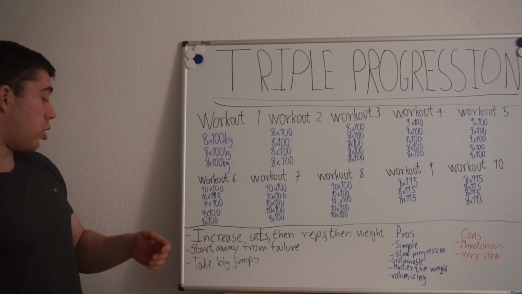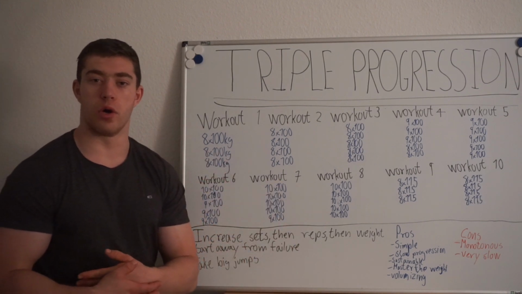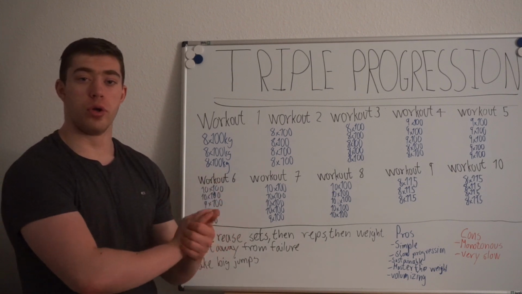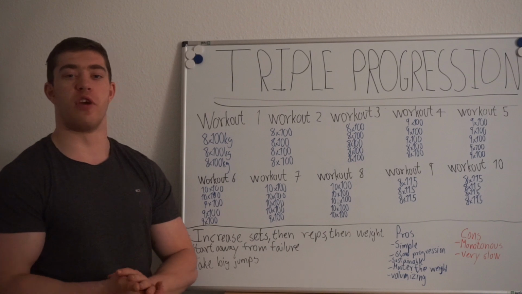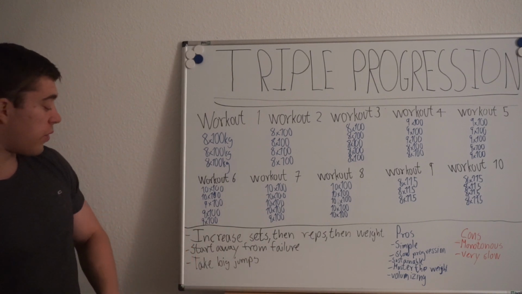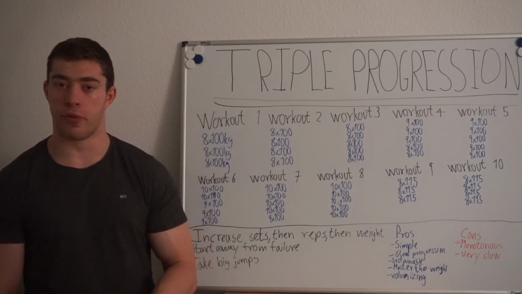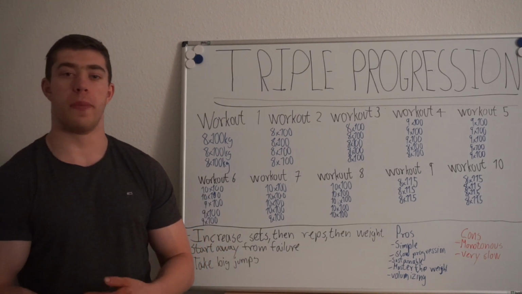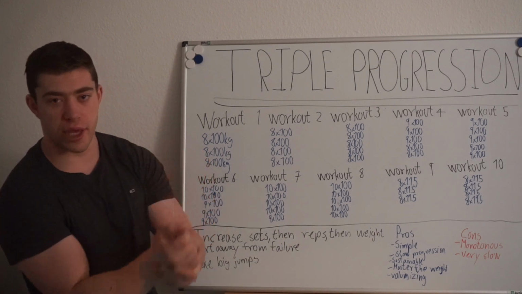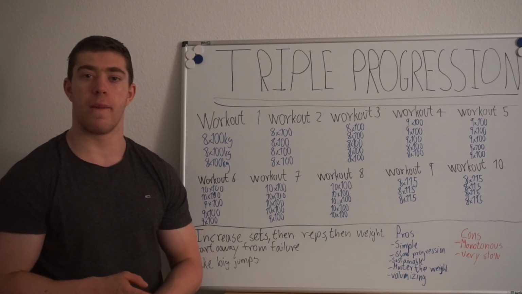After that, as always, start away from failure. This is non-negotiable. I've mentioned this for all the progressions that we have been through so far. This is non-negotiable. And then for this one, you're actually going to be taking big jumps. Because you're building up so much in workload by going up in sets and then reps before increasing the weight, it allows you to take bigger jumps.